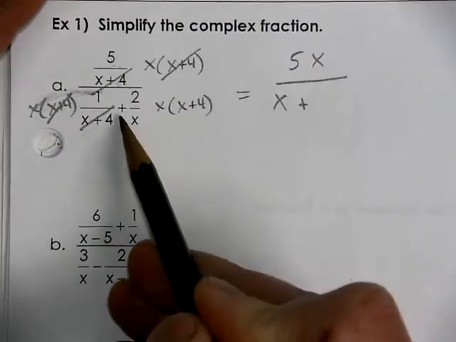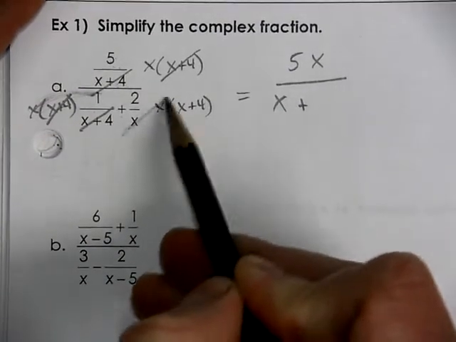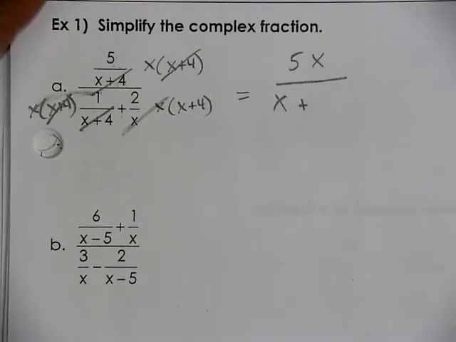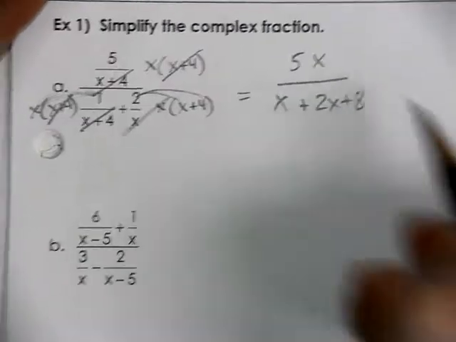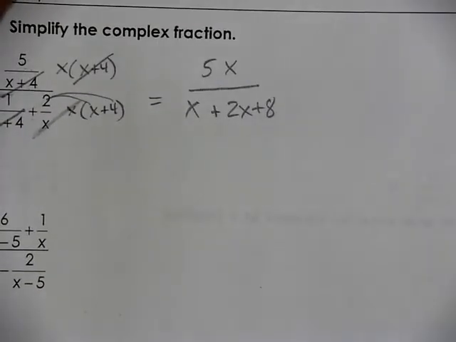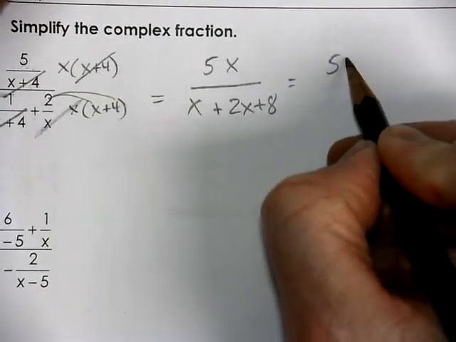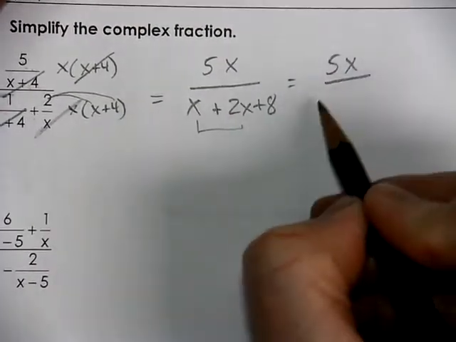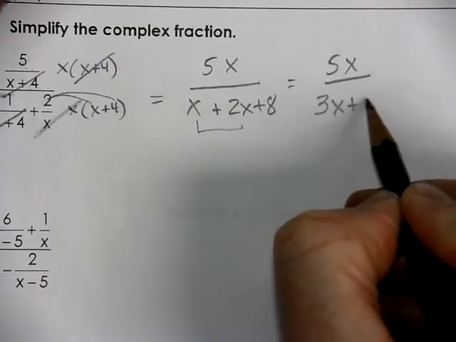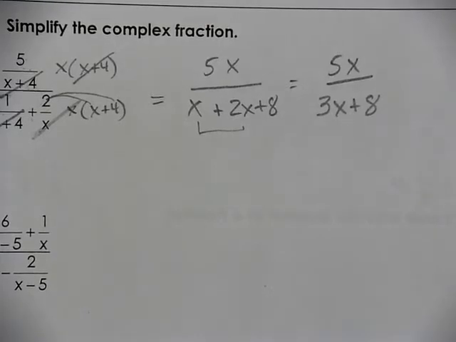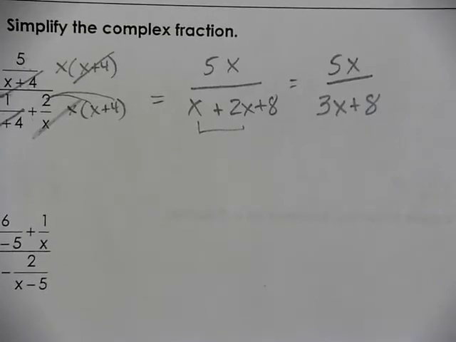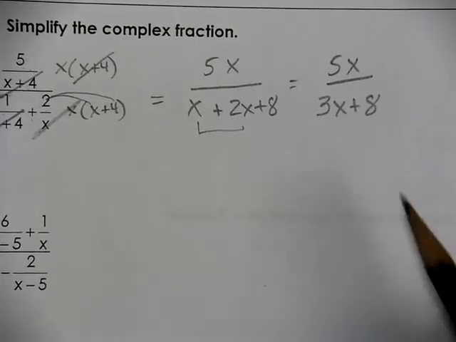Plus, on this one, the x's cross out. And I'm left with 2x plus 8. So we can simplify this by saying x and 2x is a total of 3x plus 8. And that's as simplified as it gets. So you want to look at this and try to decide, would you consider crossing the x's out? You can't do that because of the plus.